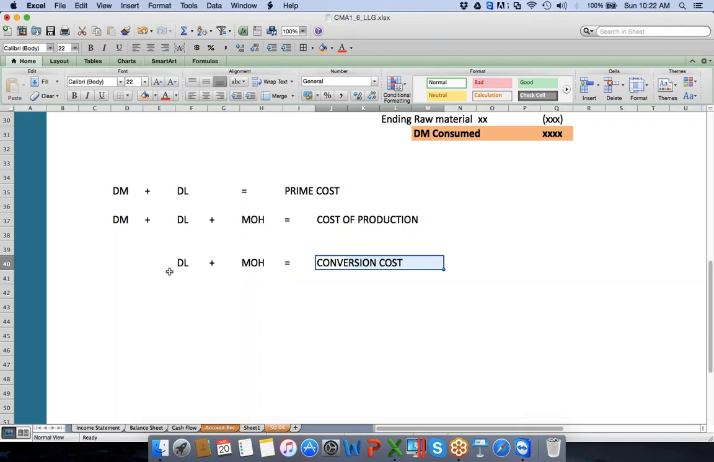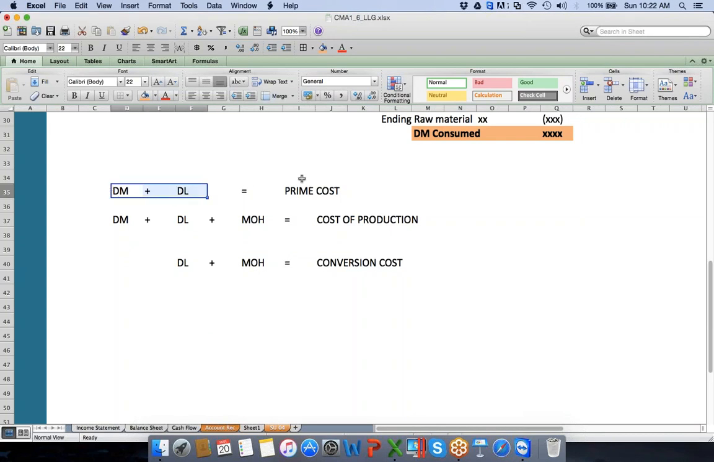Why is CC used here? Sometimes the customer may supply the material. Say I give cloth to a tailor shop to stitch a suit for me. The tailor will not charge me for material. He will charge me for direct labor and his overheads plus his profit. That is called conversion cost pricing, where no material cost will be charged. So please understand these terms well.